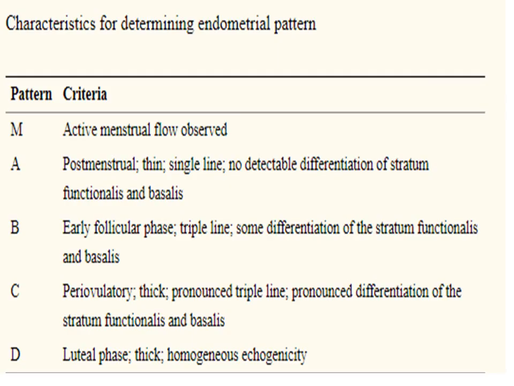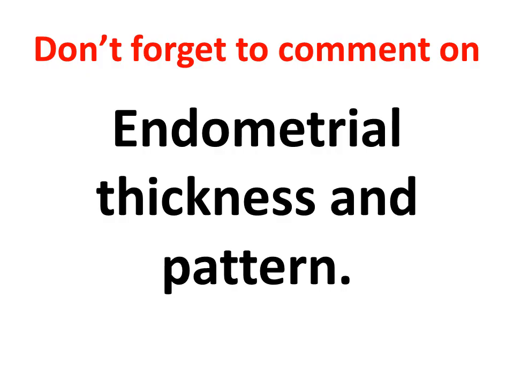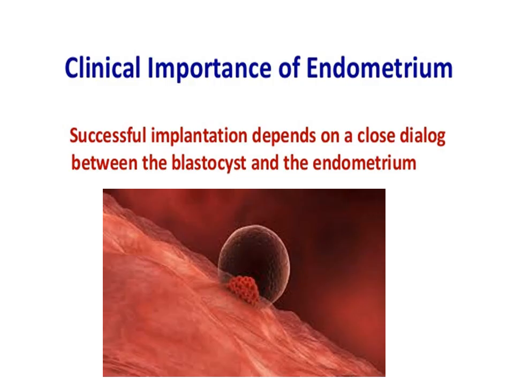So the endometrium can be classified as M, which is just menstrual endometrium, A, just postmenstrual, B, early follicular phase, C, pre-ovulatory trilaminar endometrium, and D, in the luteal phase. During transvaginal sonography of any case of infertility, don't forget to comment on the endometrial thickness as well as the pattern. Why is the endometrium very important for us in infertility cases?